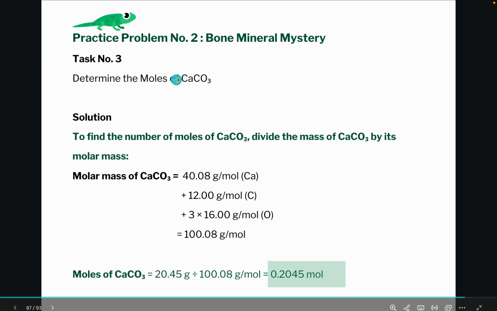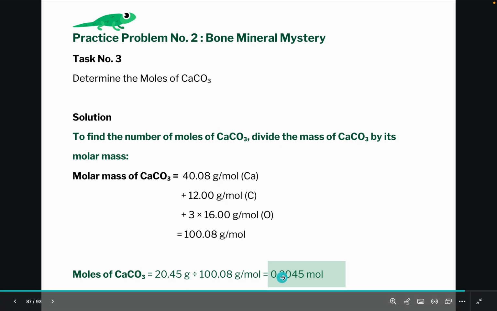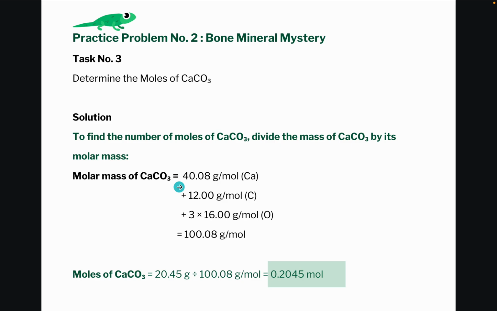To determine the mass of calcium carbonate, we need to first find the number of moles of calcium carbonate and then divide the mass of calcium carbonate by the molar mass. So we need to get first the molar mass, which is calculated here, and we divide the mass by the molar mass. To get the molar mass of calcium carbonate, we'll need to get the atomic masses from the periodic table, and then it's the summation, or we add these.